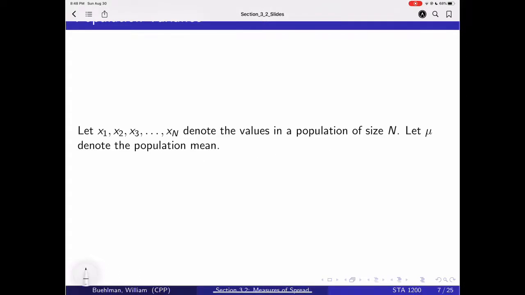For population variance, we're going to let x1, x2, x3, and so on denote the values in a population of size n. Let mu denote the population mean, so the population variance is going to be sigma squared, which is equal to the sum of the xi's minus mu, the mean, squared, over n, the number in the population.